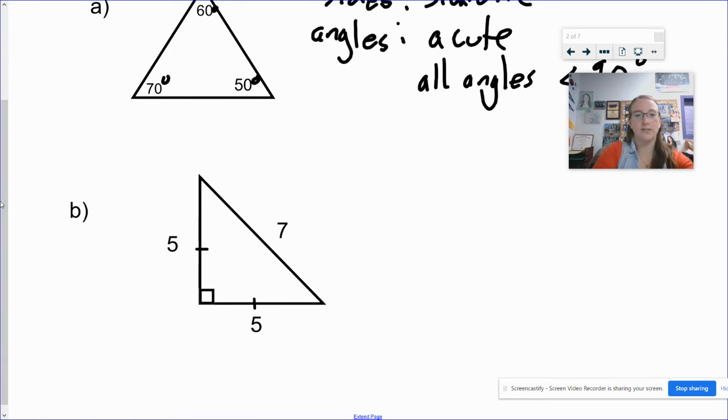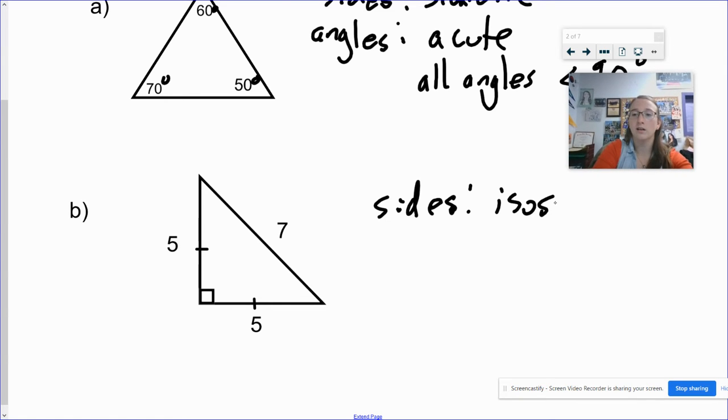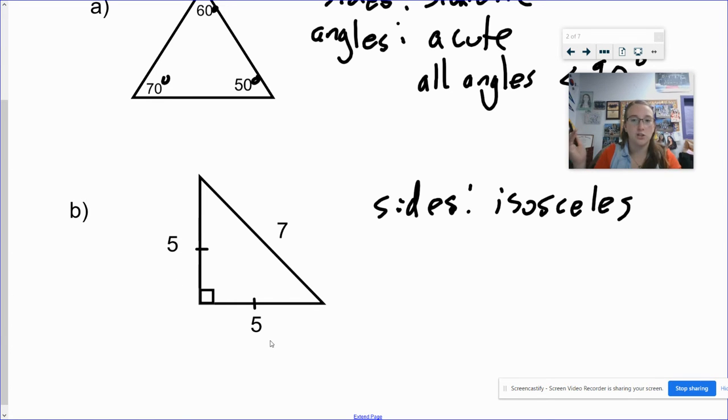Looking at this one now, same thing. Let's go by sides. We've got 3 sides classifications. And look, I do have some markings here. So how would I classify this triangle by its sides? This is an isosceles triangle because it's got 2 sides marked congruent, and we can see even just based off the numbers, even if I didn't have these sides marked here, 5 and 5 tells me I've got 2 sides that are the same. So we're good there.